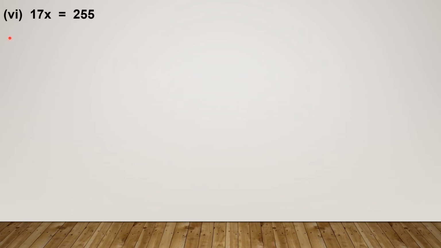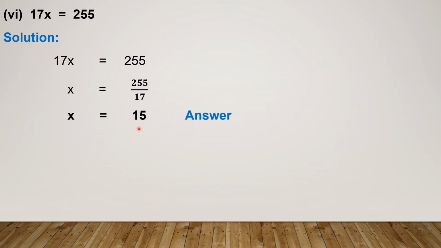Now see part number 6, that is 17x is equal to 255. A very easy question is given over here. You can solve this question yourself. What you have to do, simply move this 17 to the other hand side. Here it is multiplied. When you move this 17 to the right hand side it will be simply divided. We will get 255 divided by 17. Now simply divide these two values. 255 by 17, we will get 15. This is the solution of this equation. Value of x is equal to 15.